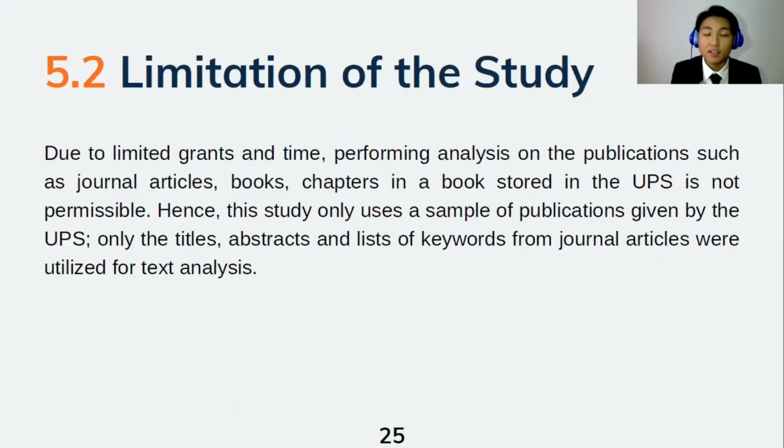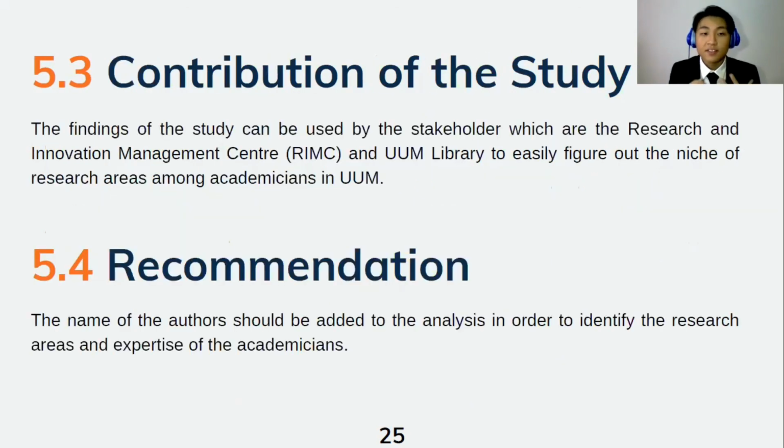All right, so with a limited grant and time, performance analysis on all types of publication is not possible. So this study only used a sample of publications given by the UPS, and only the titles, abstracts, and lists of keywords are utilized for the text analysis. And the findings of this study can be used by the IMC and UM library to figure out the niche of the research areas among the academicians in UM.